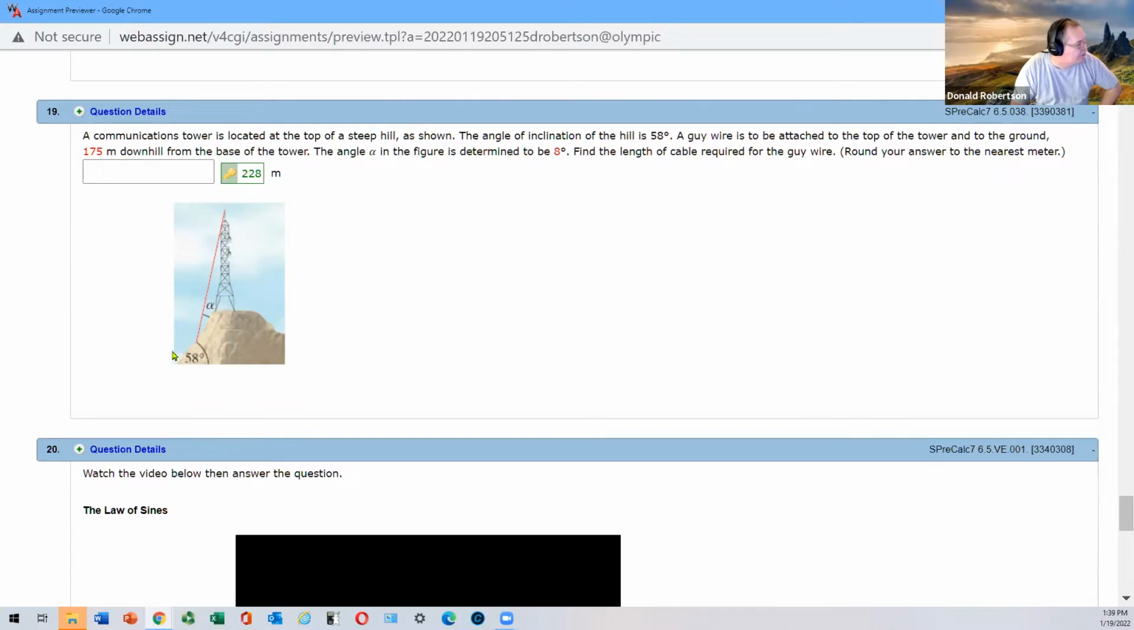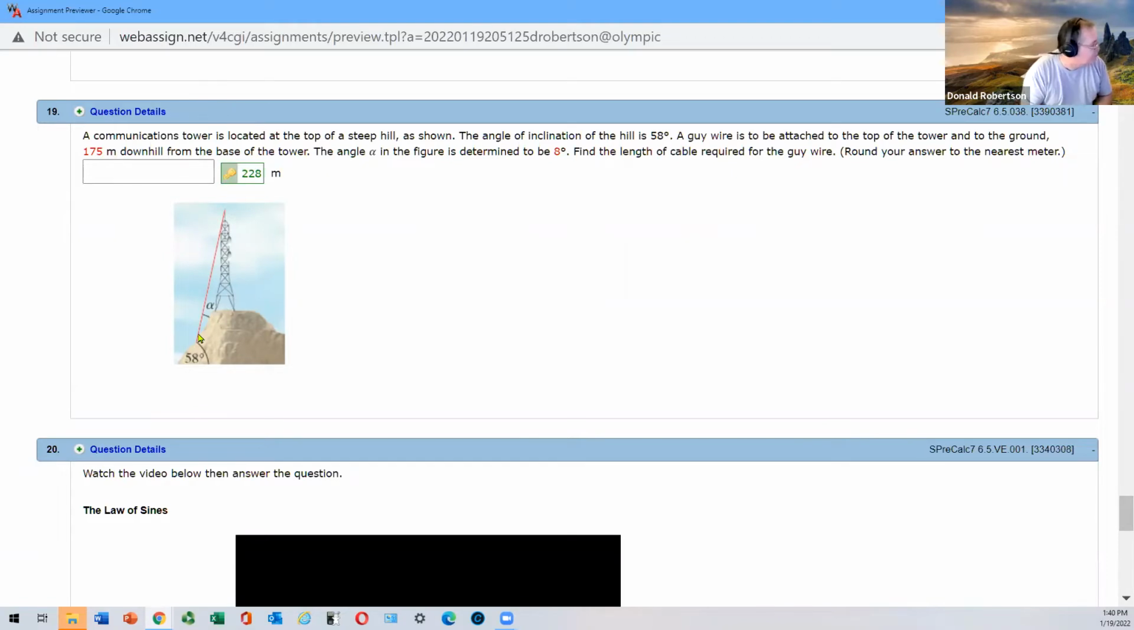The angle of inclination is 58 degrees. So that means that from the horizontal, going up the hill, it's 58 degrees. A guy wire is to be attached to the top of the tower and to the ground, and it's 175 meters downhill from the base. So if you measure this distance here, it's 175.